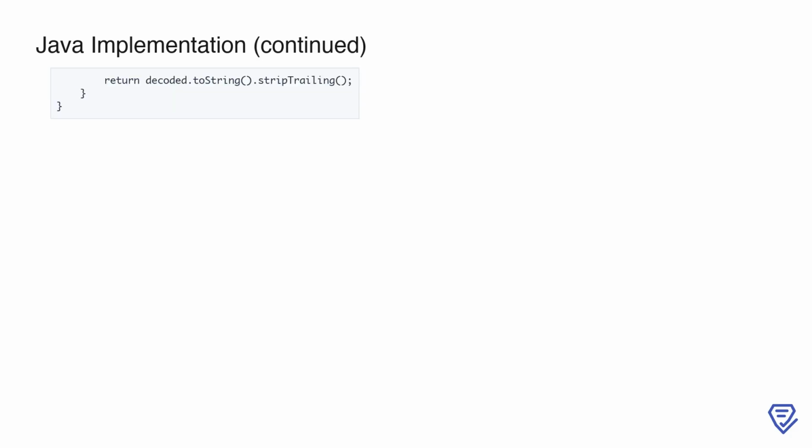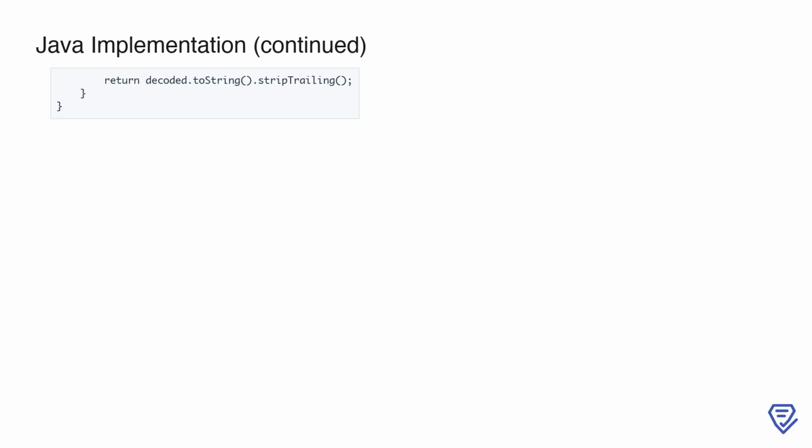Once the diagonal traversal is complete and we have appended all the relevant characters to the decoded StringBuilder, we may still have trailing spaces at the end of the resulting string. To handle this, we use the strip trailing method, which removes any unnecessary whitespace from the end of the decoded string. Finally, the cleaned up string is returned as the result. This ensures that the output is not only accurate but also properly formatted, giving us the decoded message in its intended form.